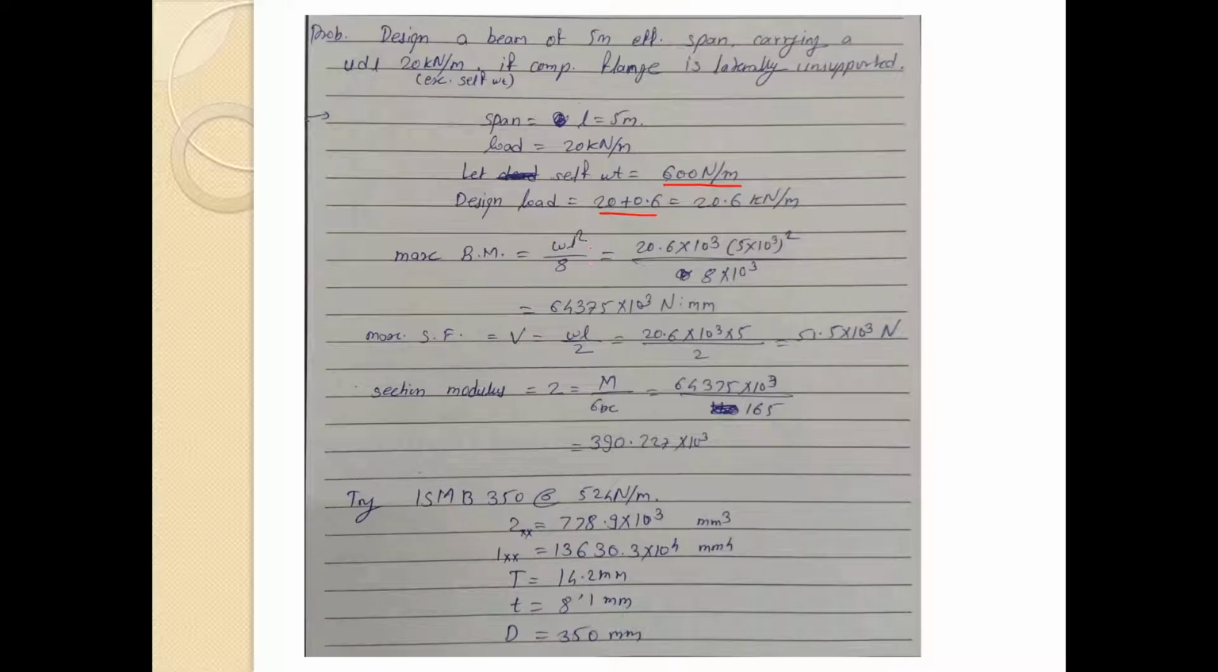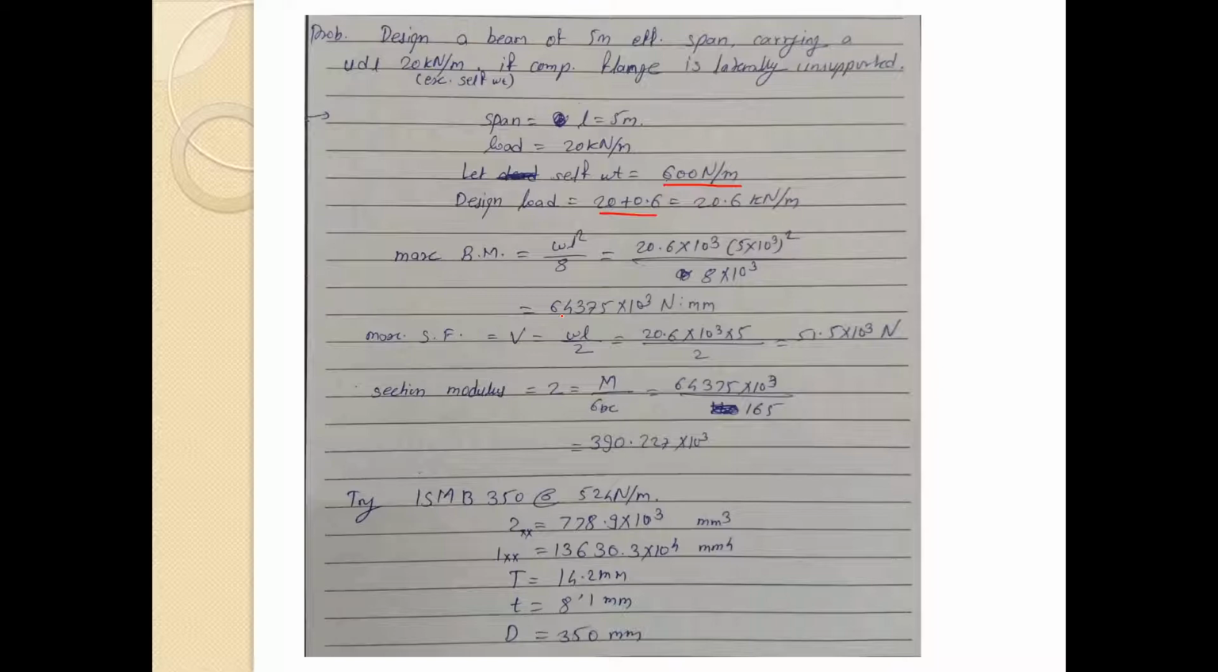So maximum bending moment WL square by 8, that is 20.6 into 10 raised to 3 into 5 into 10 raised to 3 square, divided by 8 into 10 raised to 3. So we'll get the value, that is 64,375 into 10 raised to 3, or 64.375 into 10 raised to 6 Newton mm.